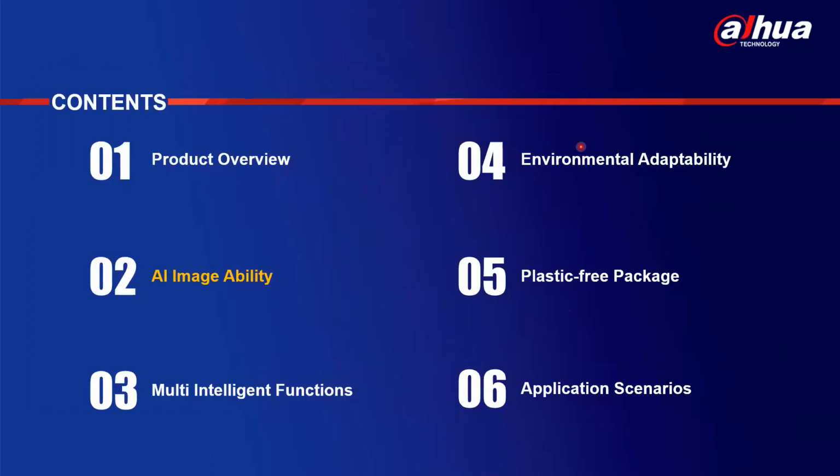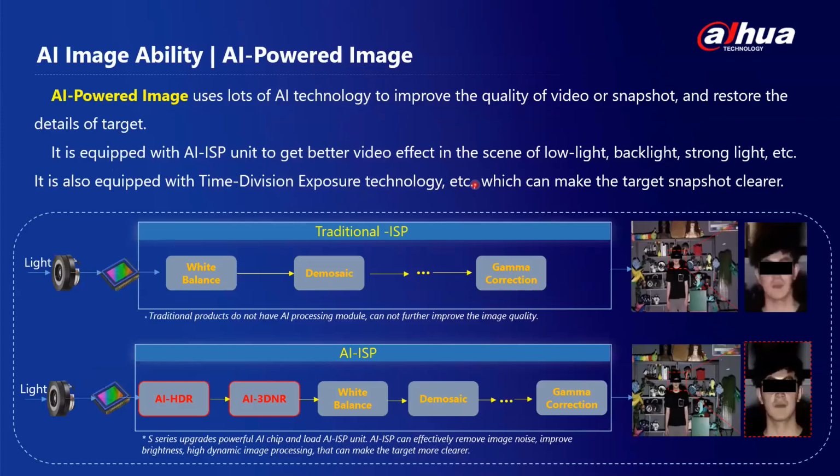Okay, so let's take a look at the second part. And this second part is basically going to be describing all the features when it comes to the image quality. So the first function will be all about low illumination. Let's take a look at this.